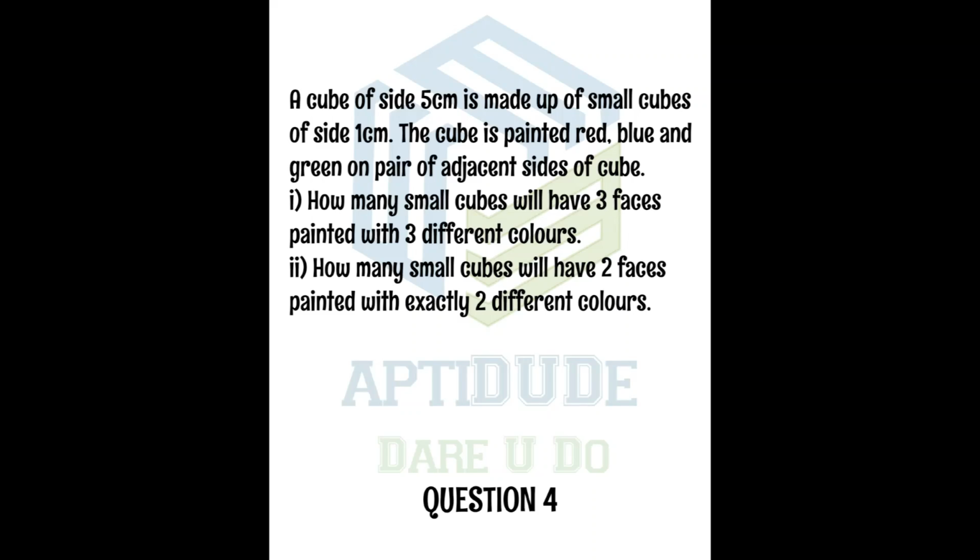Hello everyone. Let us have a look at the solution of question 4 from Clash of Brains season 2. It is given that the cube is painted red, blue and green on adjacent sides, not on opposite sides. A similar conditioned cube is shown on your screen. Now look at the figure.